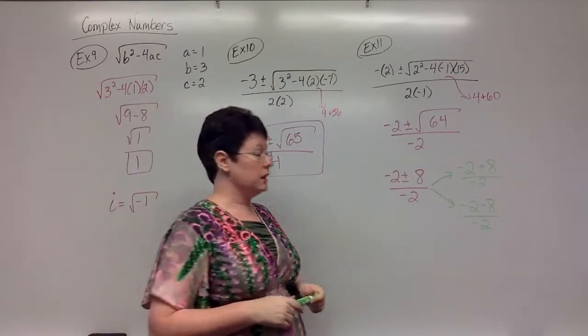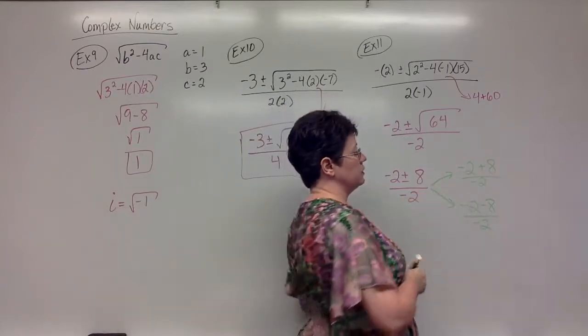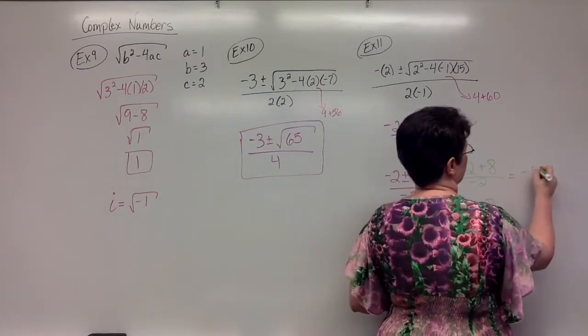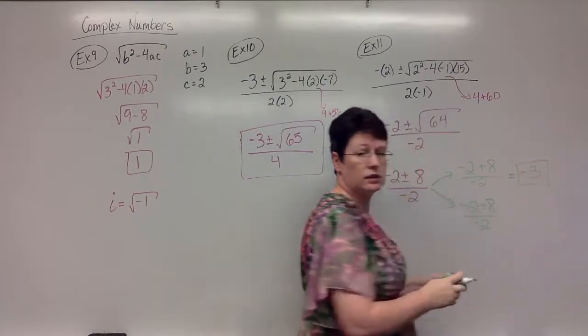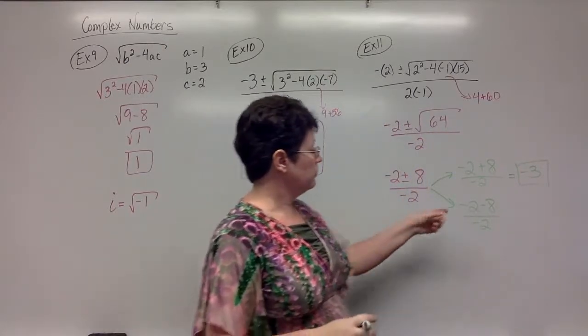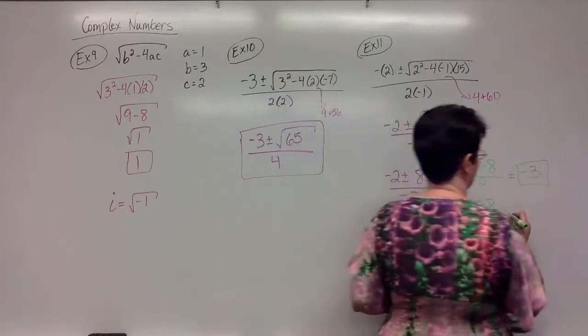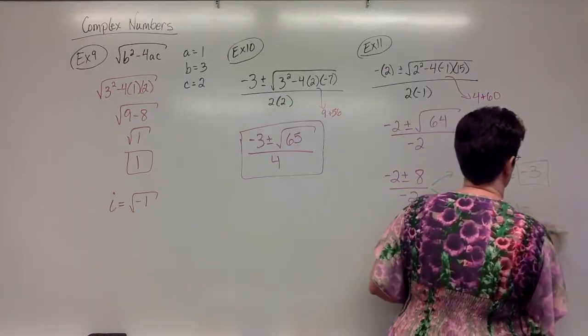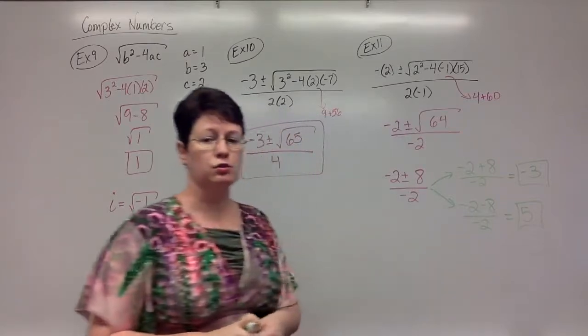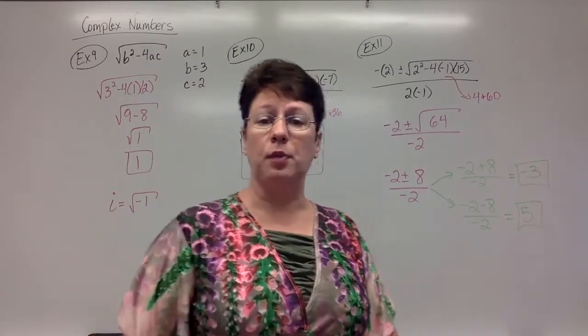-2 plus 8 is 6. 6 divided by -2 is -3. So that is one of the answers, -3. -2 minus 8 is -10. Divided by -2 gives me a +5. So my answers would be -3 and +5.